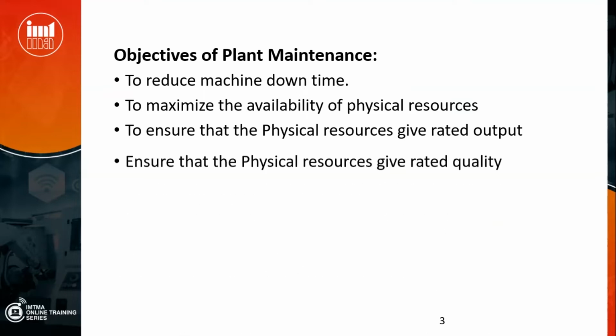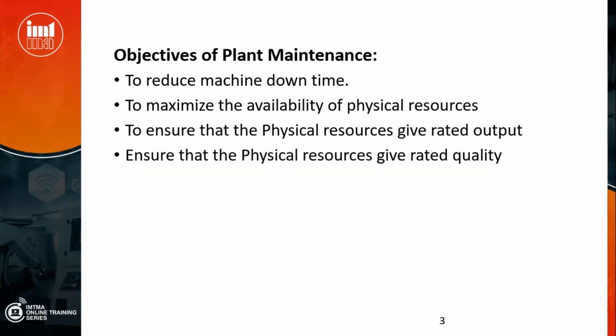Otherwise, the output will be affected. Physical resources should give rated quality. Even the output should be of the rated quality. Any defect or malfunction in any of the components in a machine may result in bad quality. It may appear in the form of a bad quality product. That also we must ensure. Maybe accuracy, when we are talking in terms of micron level, any minor deviation in the machinery or equipment may be reflected in the final output product from the machine.